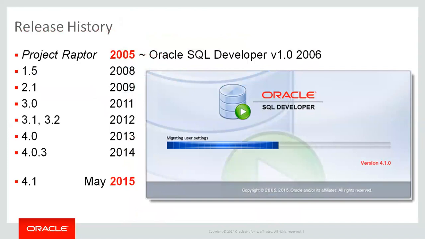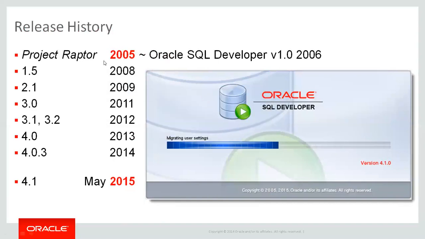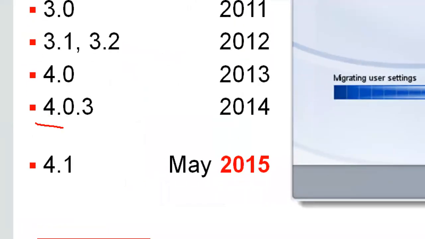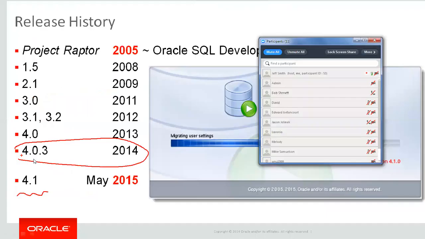And 4.1 came out last week. If you're watching this, or if you're watching a recording of this, and your version starts with a number other than 4, I really recommend you upgrade to at least 4.0.3. So I guess 4.1 would be bleeding edge. It's a couple of weeks old. 4.0.3 was the third patch set we had for version 4.0. And from version 3.2 to 4.0.3, it's probably got almost 1,000 bug fixes in it.